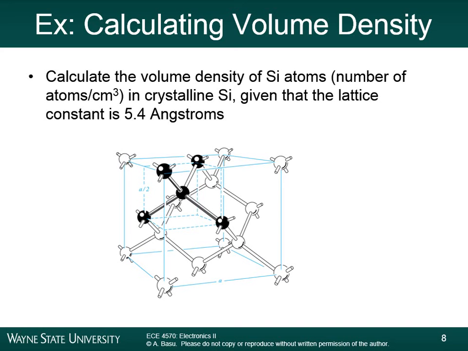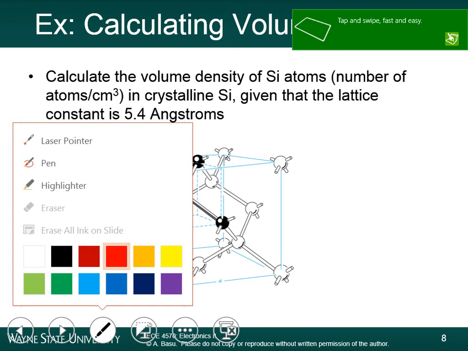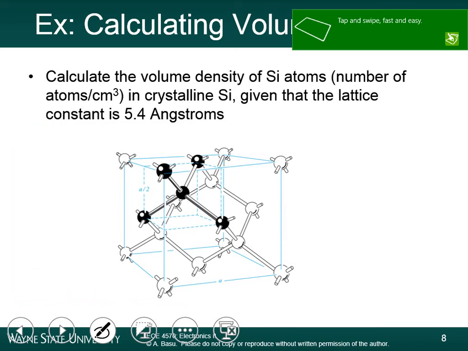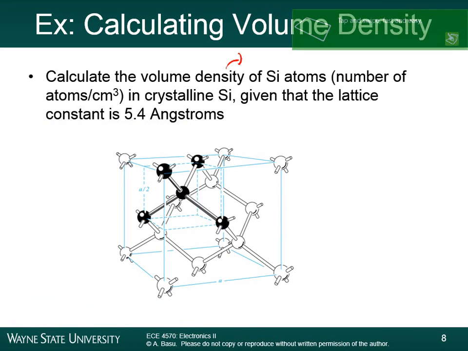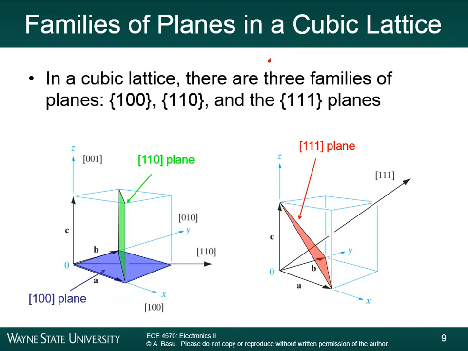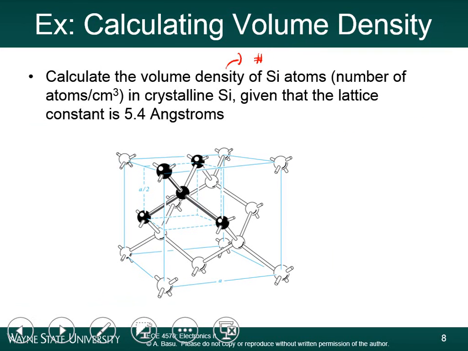So a simple example here, we're going to calculate the volume density of silicon atoms in crystalline silicon, given that the lattice constant is 5.4 angstroms. Now, what is volume density? Volume density is the number of atoms per centimeter cubed.